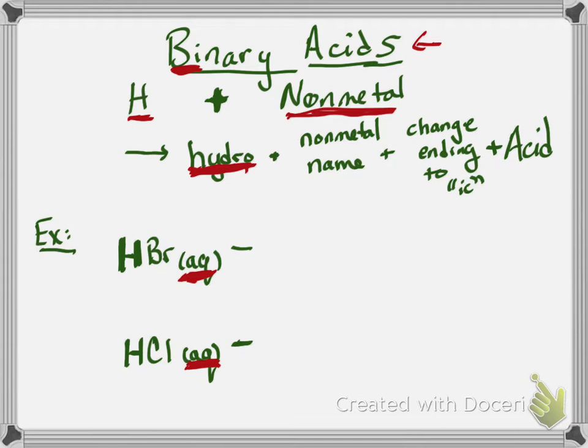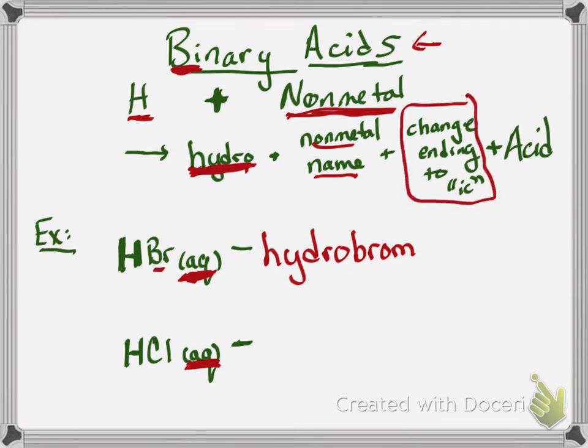So we can go through the first one. HBr, AQ. We're going to use the prefix hydro. Br is bromine, so we're going to use bromine, but we're not going to finish bromine because we use the nonmetal name, but we have to change the ending to ic. So instead of bromine, we have bromic, and then we add the word acid. So you use the prefix hydro, the nonmetal name, change the ending to ic, and then you add the word acid.